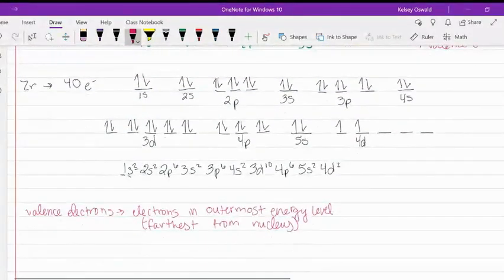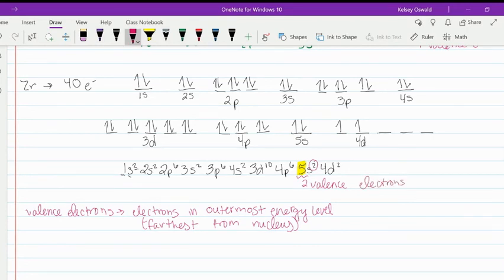Zirconium, this one gets a little trickier. If we look at our electron configuration, the highest coefficient we're going to see is this 5. So that 5s is the one furthest from the nucleus. Since that 5s is the one that's furthest from the nucleus, and we only have 2 electrons in that 5s, that means zirconium would have 2 valence electrons.